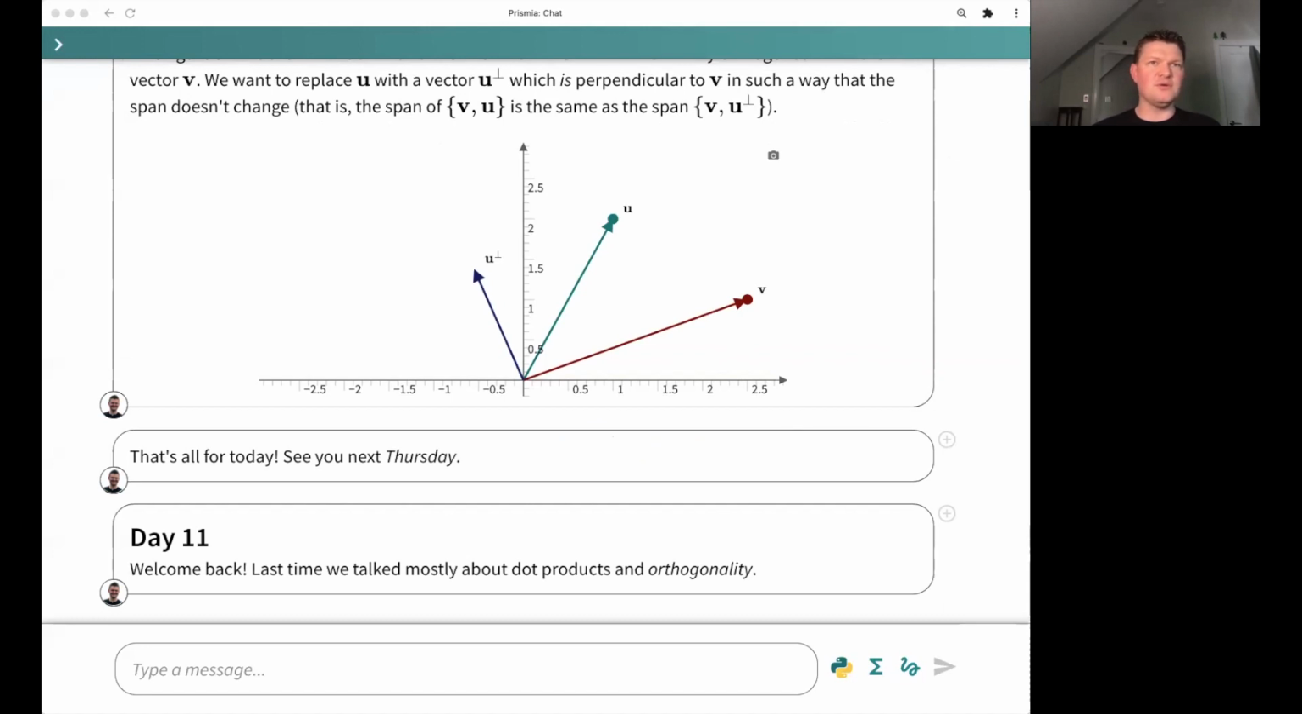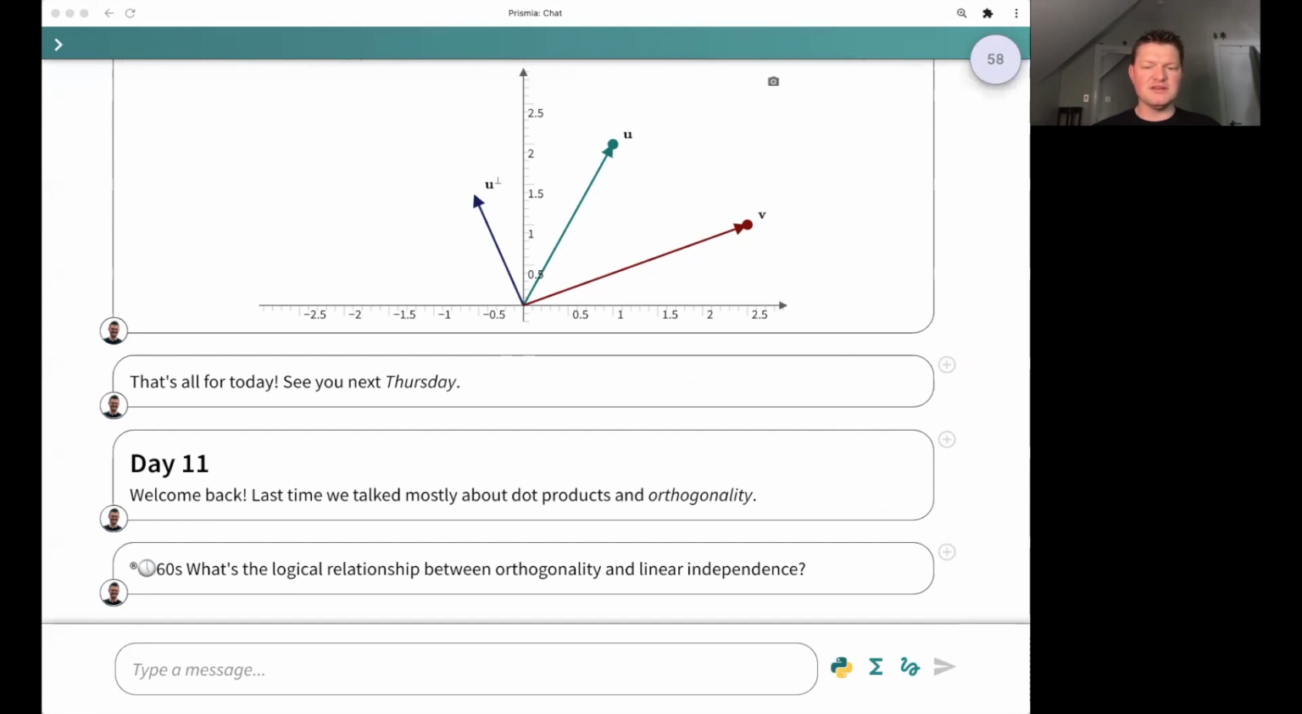A week ago, we talked mostly about dot products and orthogonality. So I want to start with a review question and ask, what's the logical relationship between orthogonality and linear independence?